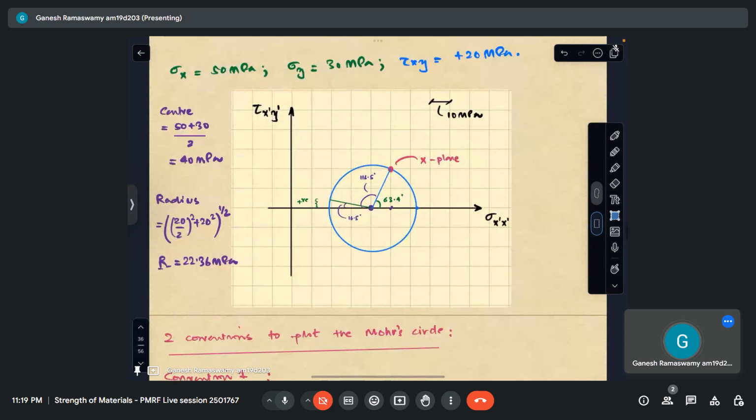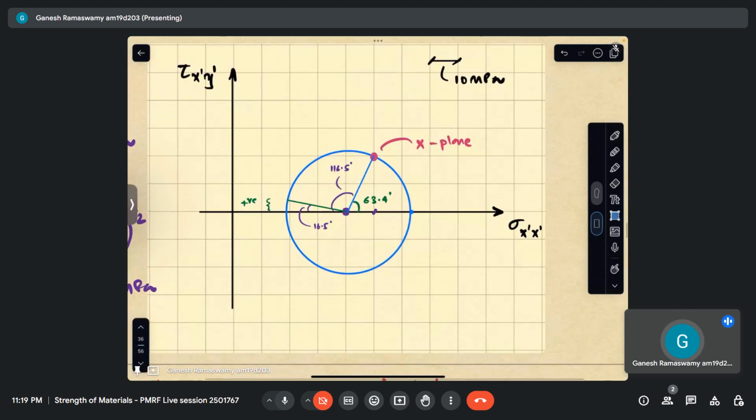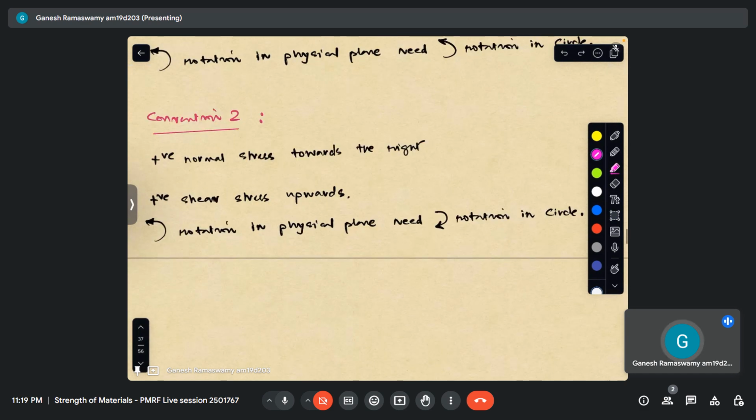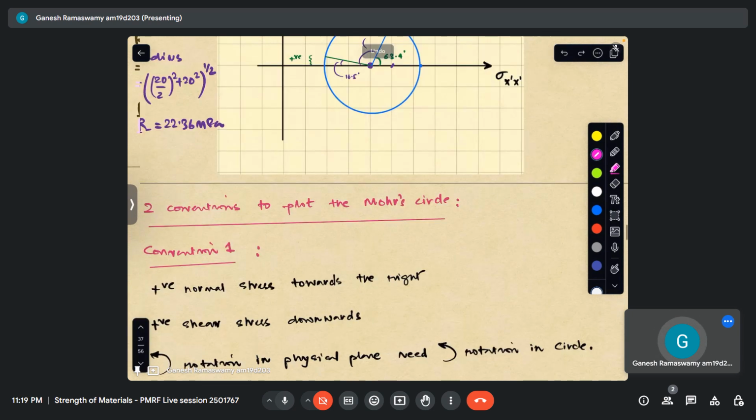What we are trying to say, in this case, we have been following the second convention basically for the axis, because we have plotted positive x prime towards the right. We have plotted positive tau x prime y prime upwards. In such a case, when we rotate anti-clockwise in the physical plane, we have to rotate clockwise by twice that angle in the Mohr's circle in order to get to the correct answer.